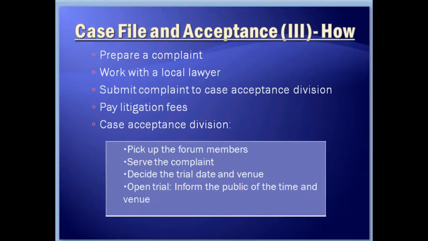The third step is to submit your complaint to the case acceptance division of the court and then pay the litigation fees. The case acceptance division will review your case, and if the case is accepted, you will be notified of the decision. Then the case acceptance division will pick the panel members, serve the complaint to the defendant, and decide the trial date and venue. If it is an open trial, as is usual for cases involving contract law and business law, the case acceptance division is going to inform the public of the time and venue.